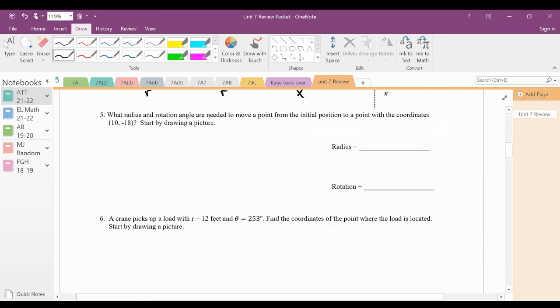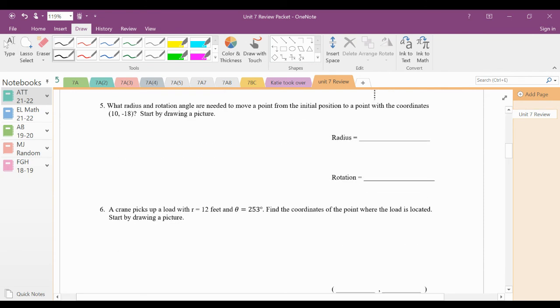So 5 and 6, these are some tougher ones. We haven't done these in a long time, so it might take some review in here. So radius and rotation angle needed to move a point from the initial position, which is our starting position at 0 degrees. So I'm going to draw that out here, to a point with the coordinates 10, negative 18. Well, 10, negative 18 would be in quadrant 4.